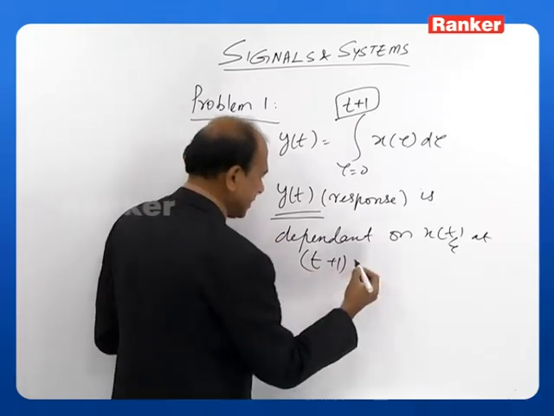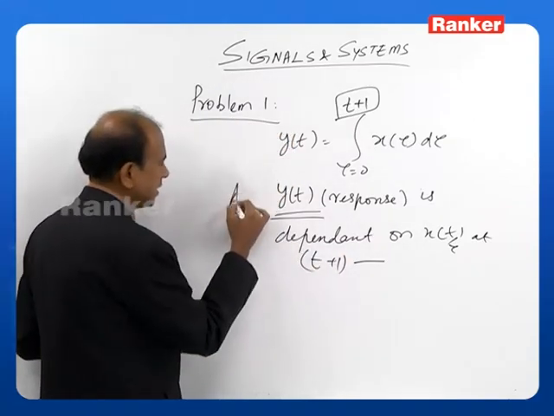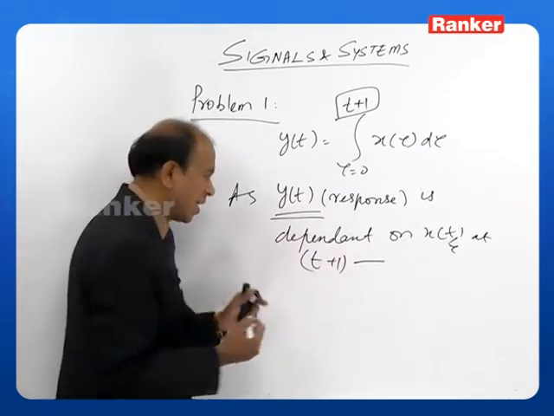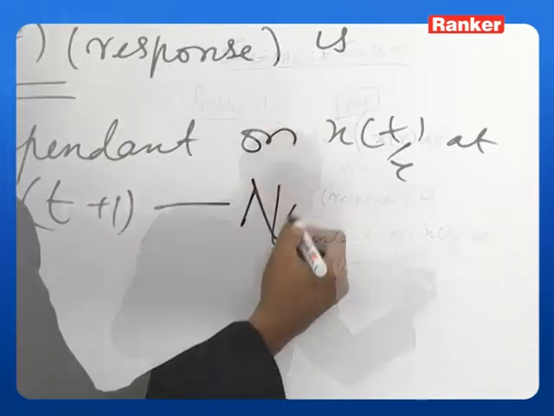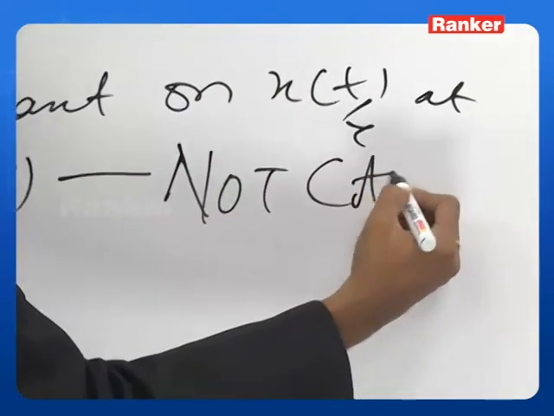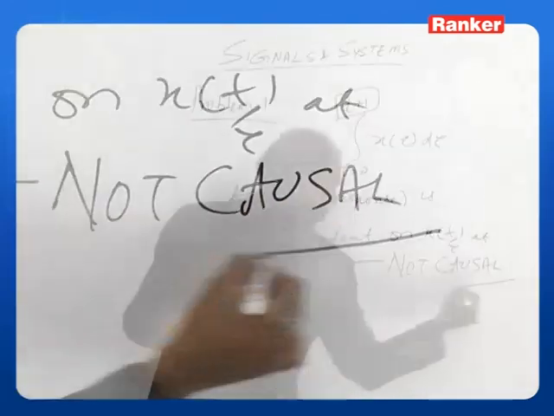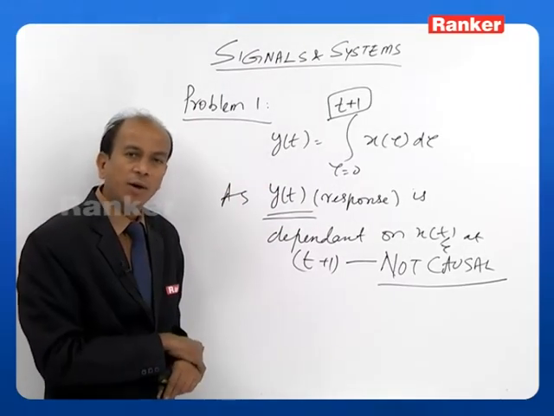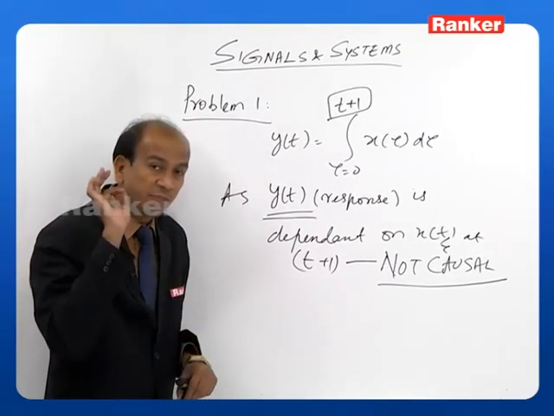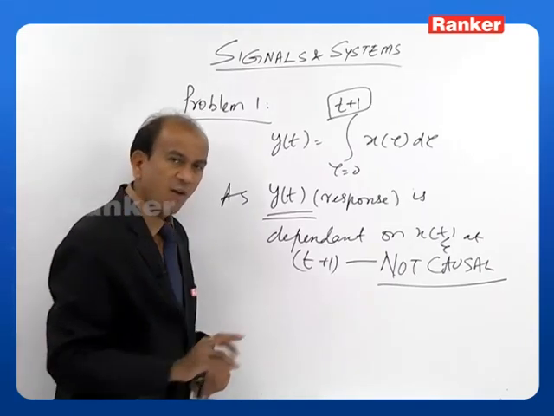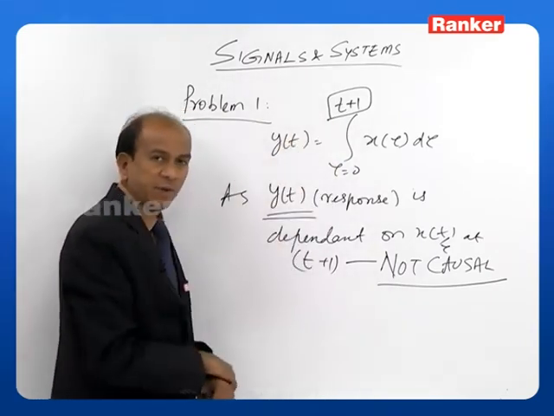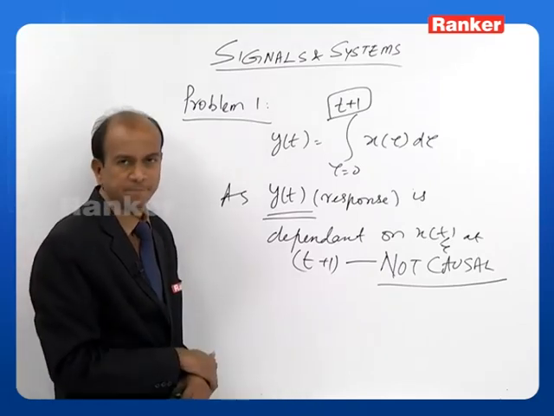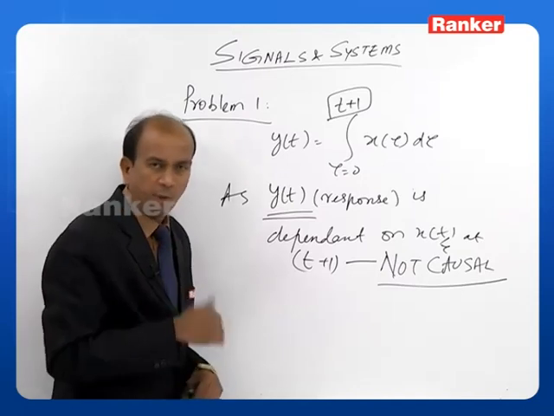Therefore, the system is, okay, we will write here, y of t, the response, is dependent on x of t at t equal to t plus 1. We say that the system is not causal. The system is absolutely not a causal system because of the integration which is happening up to t plus 1. Had it been t, then this would have been a wonderful causal system. Okay, let us look at the second problem.